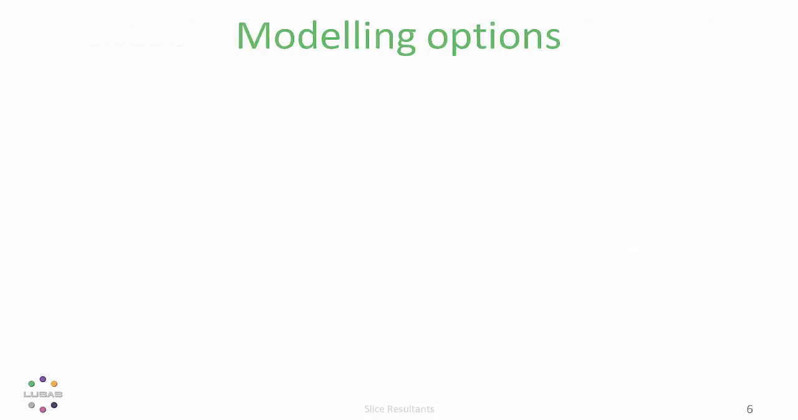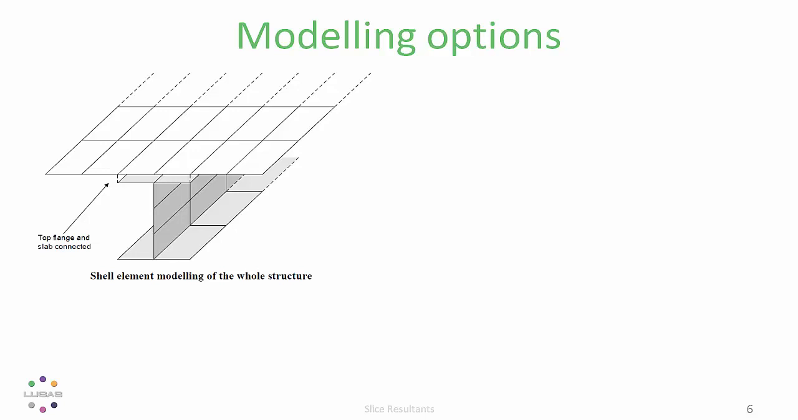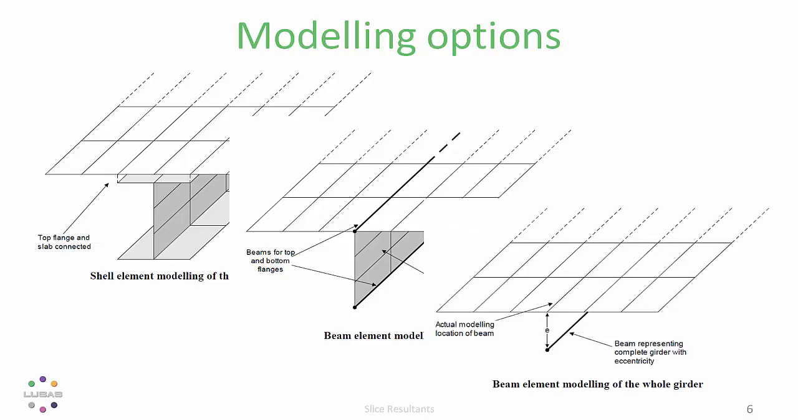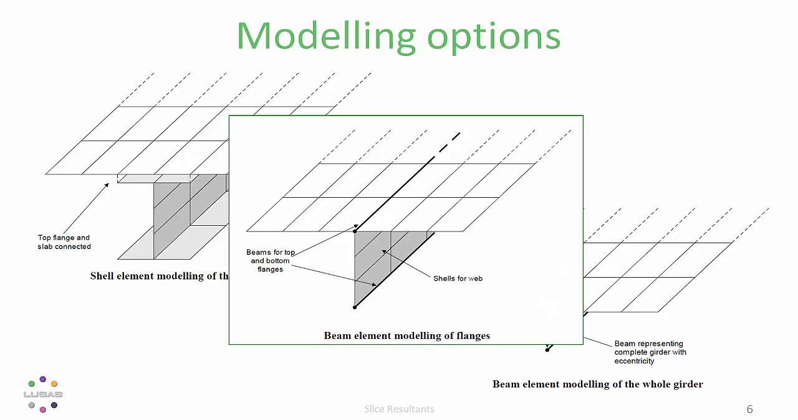So what options do we have if we're using shell models? Well, we could use shells for every single element. That's the slab, the beam web, and also the beam flanges. Alternatively, we could use shells for just the top slab and the web, using beam elements for the flanges. We could even go as far as using shells for the slab and a beam member with eccentricity to represent the I-girder. For this example, we'll be using the middle option.